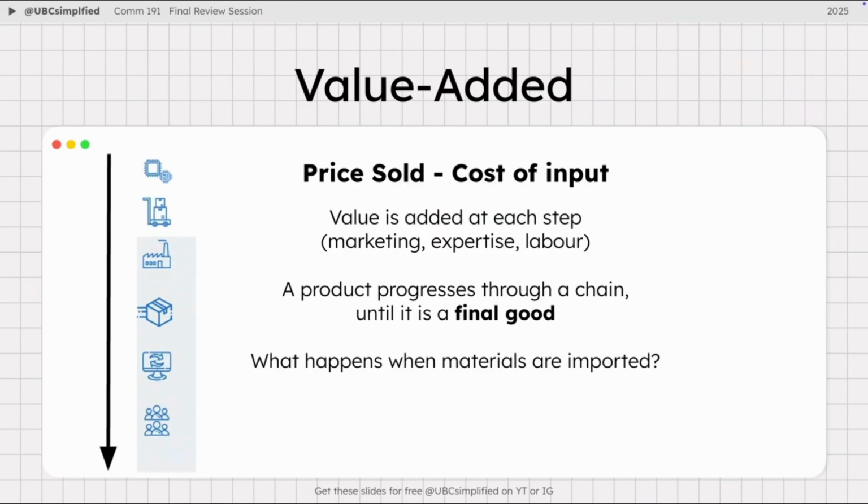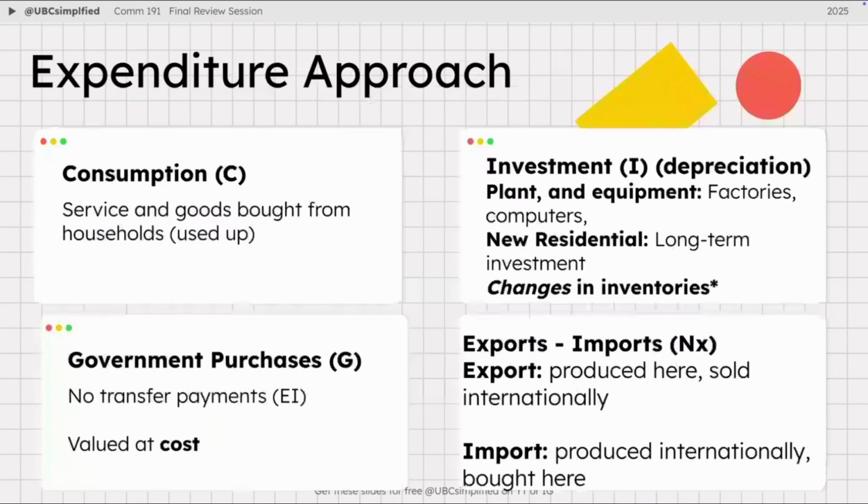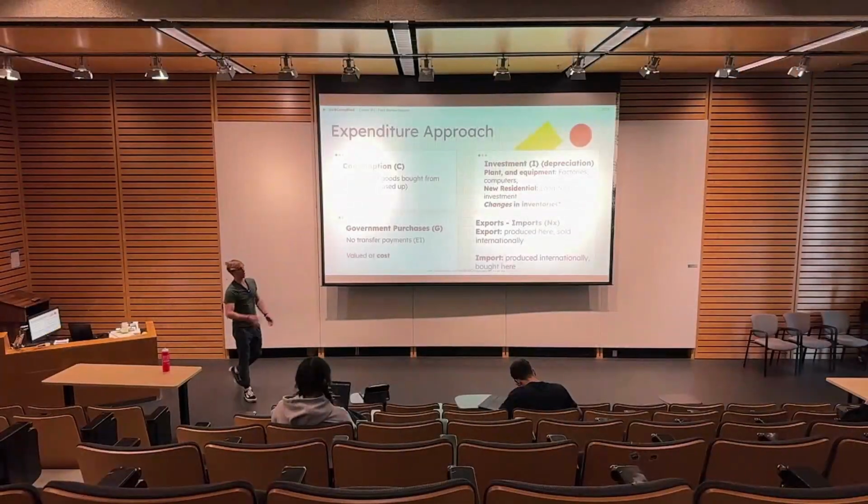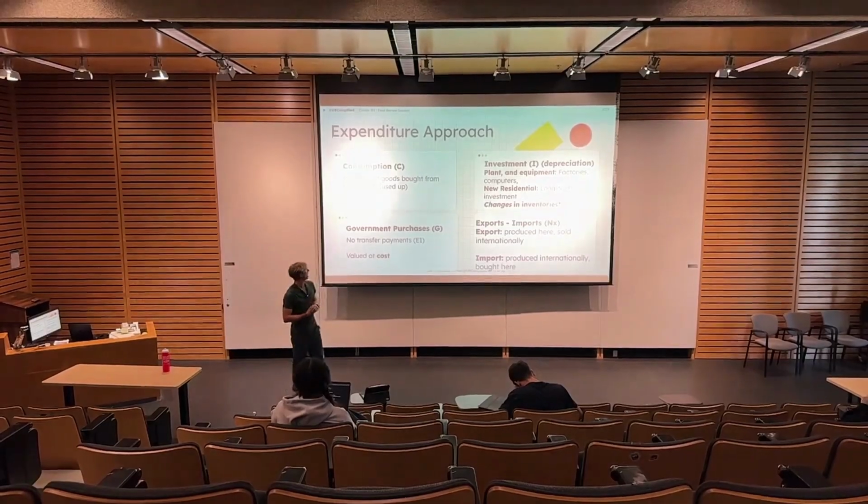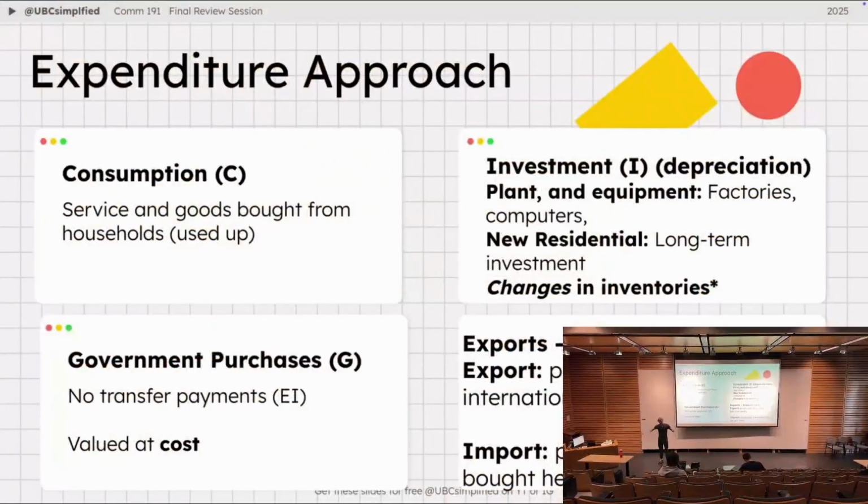So just watch out for when you're importing goods. So the next approach is expenditure. So we have 4 different additions for our expenditure approach. The first one we have is consumption. This is just all the services and goods that are bought by the households for their use. This is denoted as C, and it's kind of used up within the year.